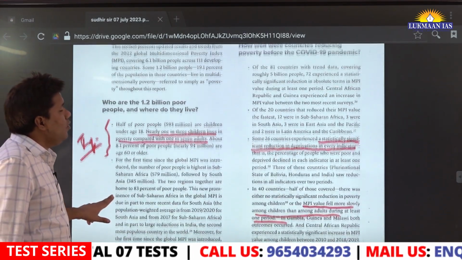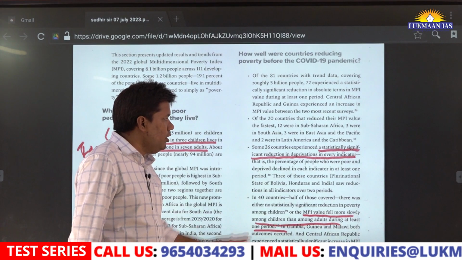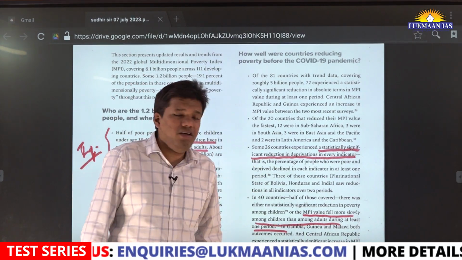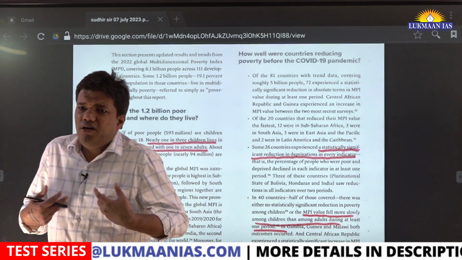Now, they say that out of the 111 countries, 26 countries experienced a statistically significant reduction in deprivation. Now, what is the meaning of statistical significance?